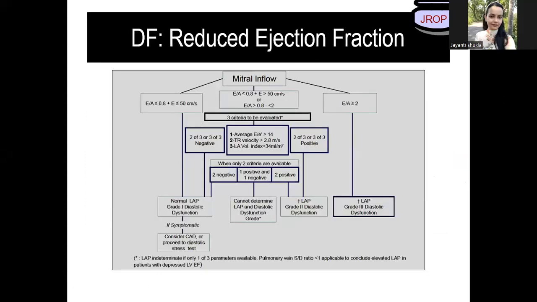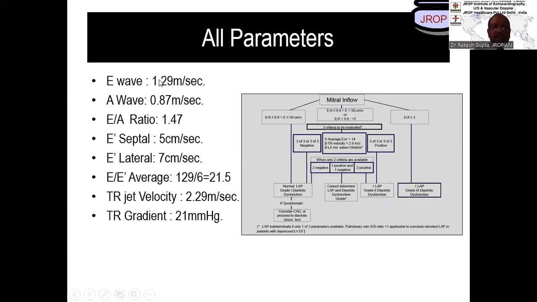So if I put all these factors together: E/A ratio 1.47, correct? E prime septal 5, E prime lateral 7, E/E' average is 21.5, TR jet velocity is 2.29, TR gradient 21 millimeters of mercury, correct? Now look at this with reduced ejection fractions. Where do we fall? E wave less than 0.8? We do not fall in less than 0.8. E wave is more than 50, sorry. Here E wave is more than 50.